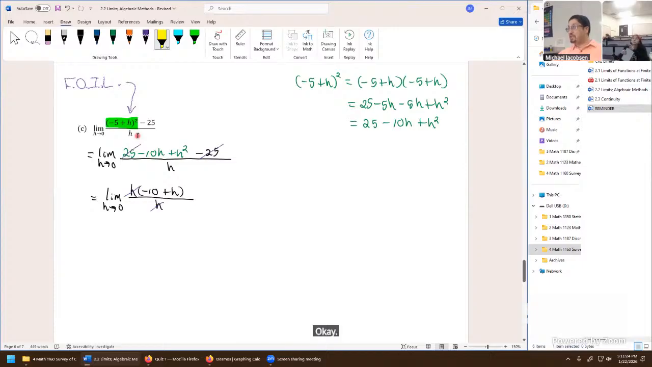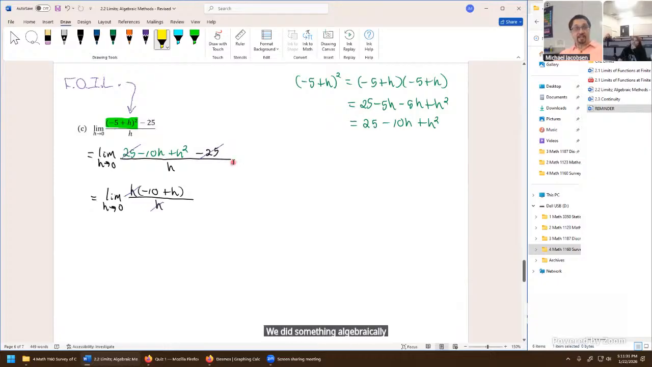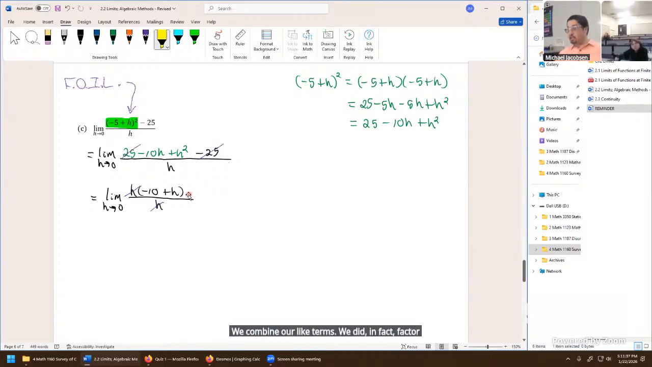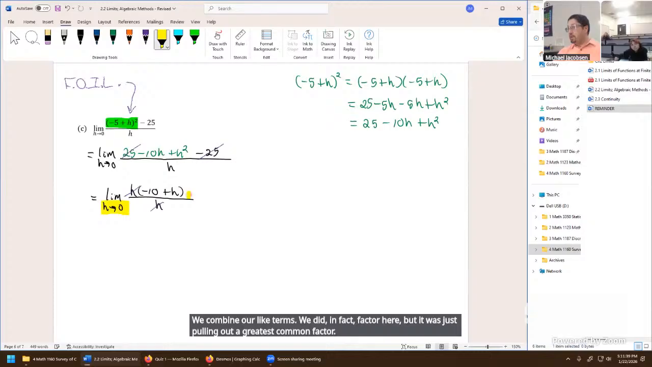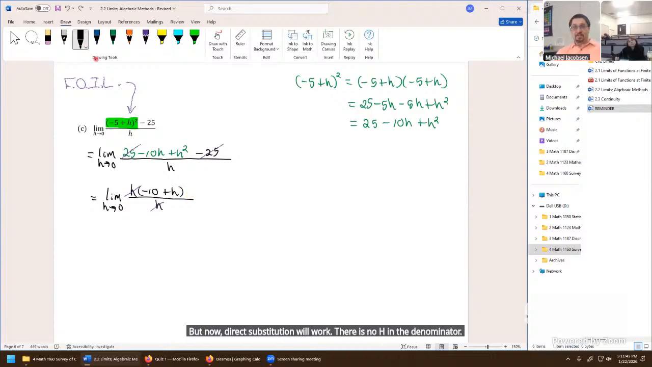Okay, we couldn't use direct substitution here, but now this might feel like deja vu. We did something algebraically. It wasn't factoring, it wasn't a conjugate, it was just the FOIL method. We combined our like terms. We did in fact factor here, but it was just pulling out a greatest common factor. But now direct substitution will work. There is no h in the denominator. Let me show it on one more line so we can really see that step in action.